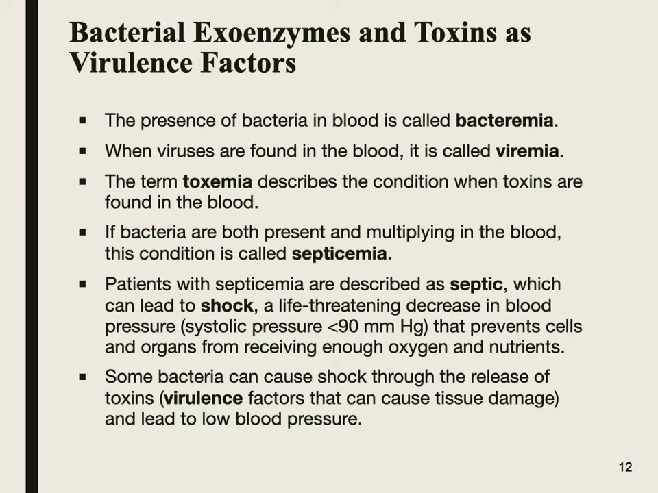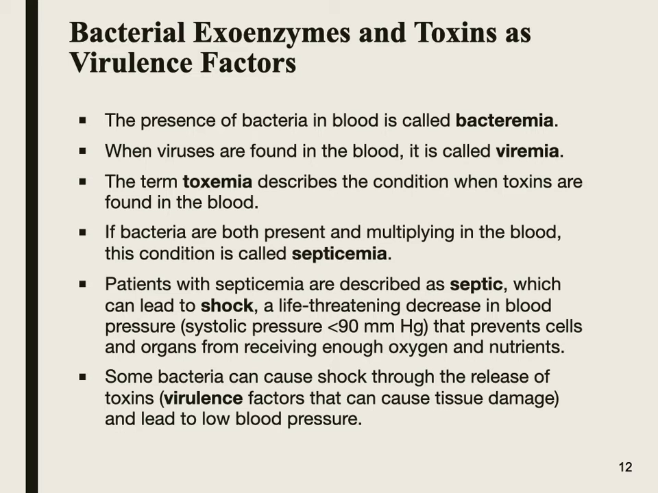So next, looking at the toxins being produced, we want to keep in mind that not all bacteria produce toxin. Some of the terminology that we want to keep in mind is bacteremia, this is where we have bacteria in the blood. That's different than if we have viruses in the blood, so viremia. It's different than if we have toxins in the blood, toxemia. Each one of these is different because it's what part is in the blood.